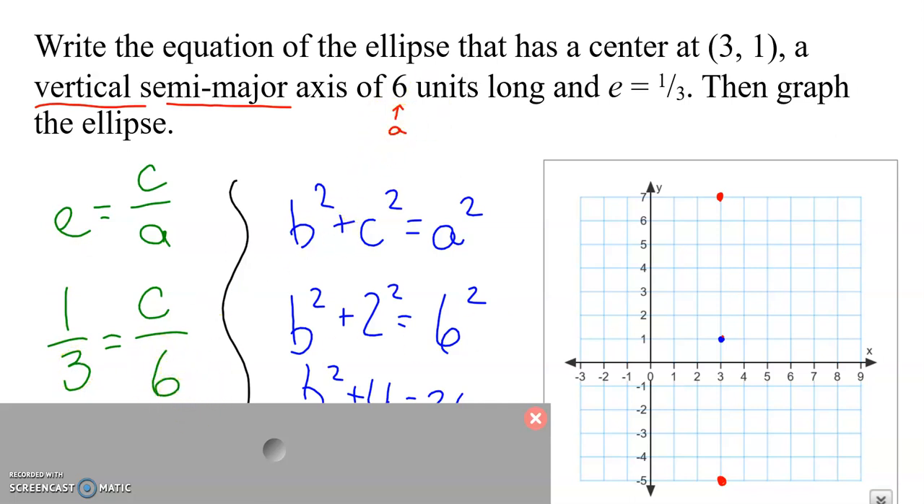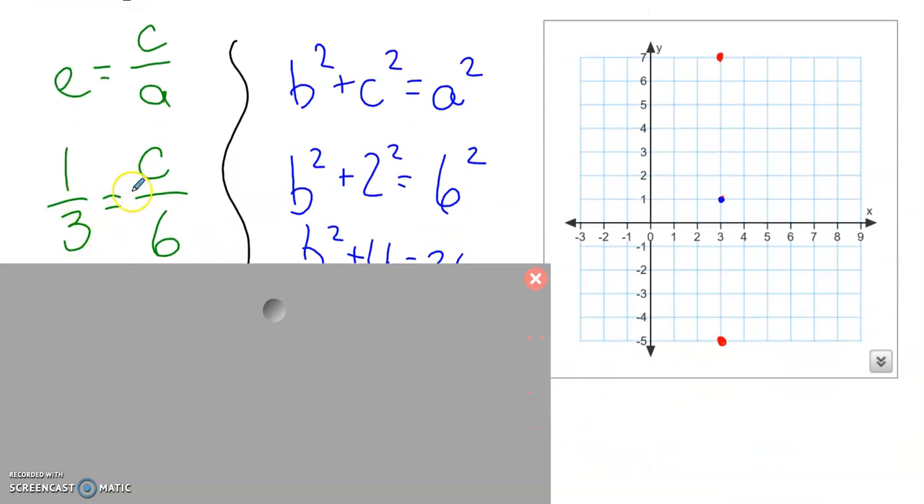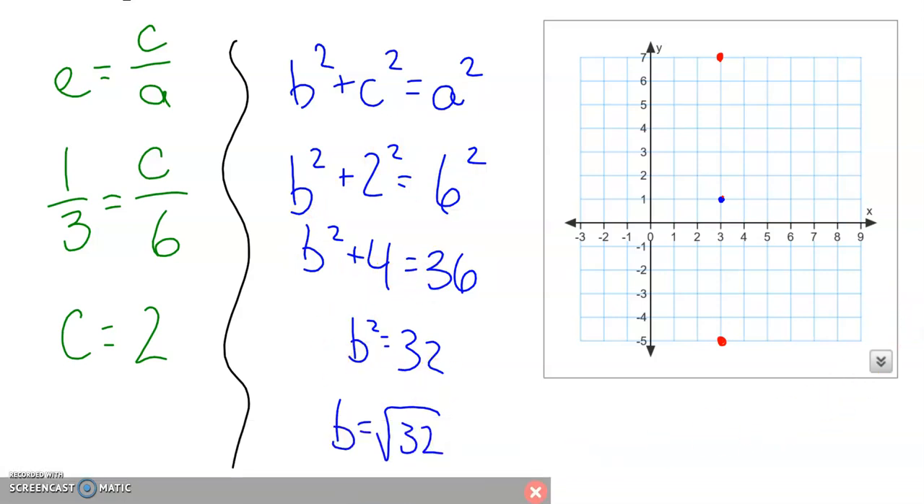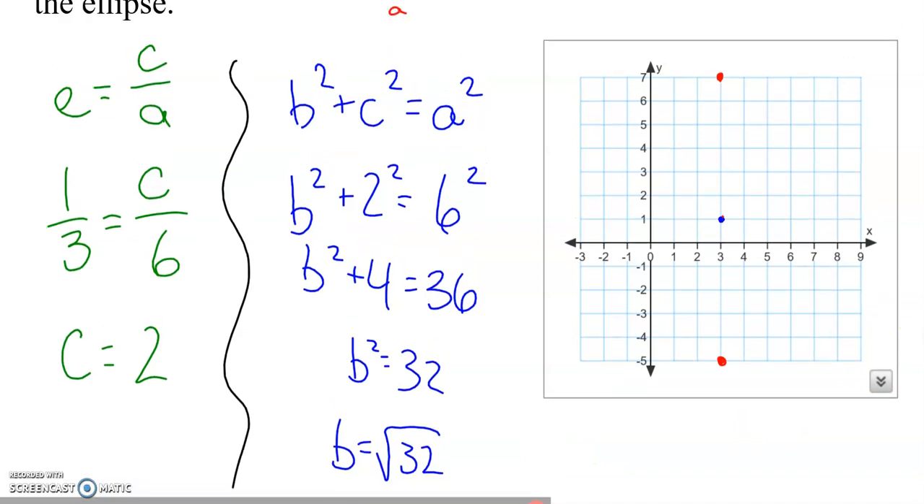Now you can see here that 1/3 is equal to C over 6, so what fraction over 6 is going to be equal to 1/3? You can solve that. You could either cross multiply or you could realize you just need to scale that up by 2 to get that C is 2. Once you have that C is 2, you plug it into this formula along with A is 6, and you can solve for B. B squared is 32, which means B is the square root of 32. And then the square root of 32 is a little less than 6, more than 5.